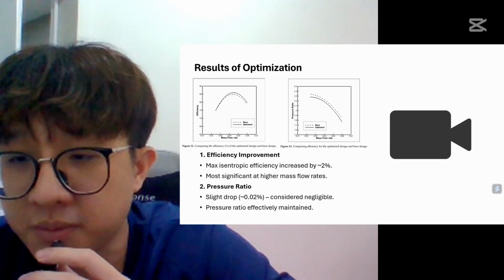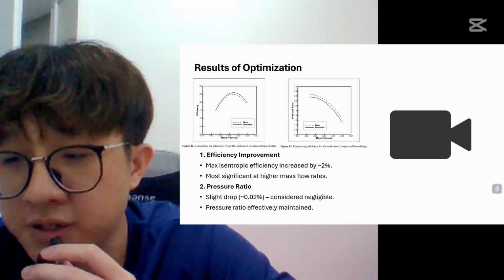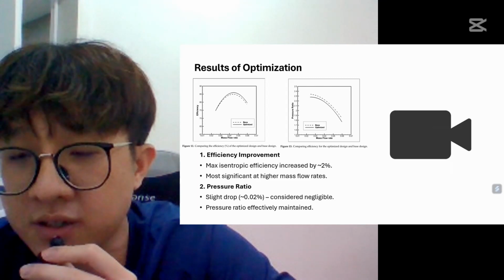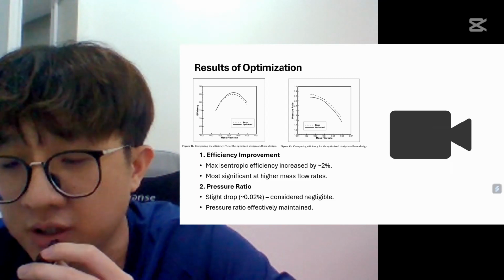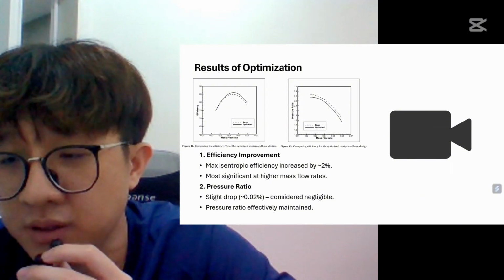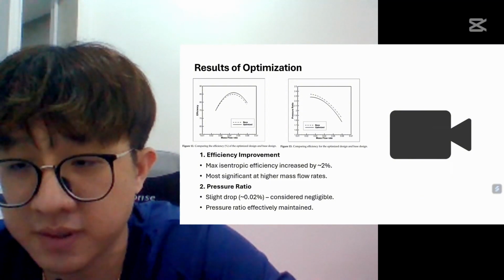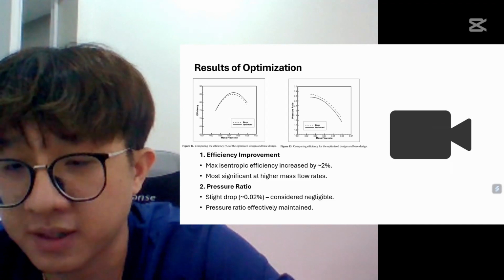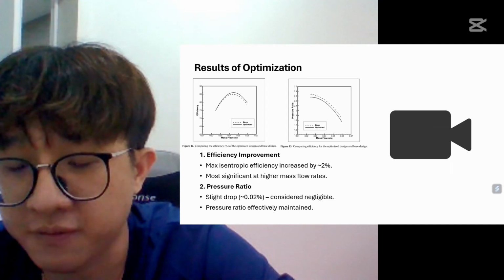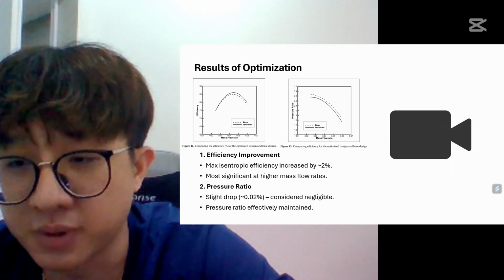Then is the pressure ratio stability. Despite the geometry modifications introduced by the algorithm, the pressure ratio remained nearly constant. The drop observed was only 0.02%, which is negligible. This result confirmed that the design changes enhance aerodynamic efficiency without sacrificing the compressor's ability to perform pressure work.